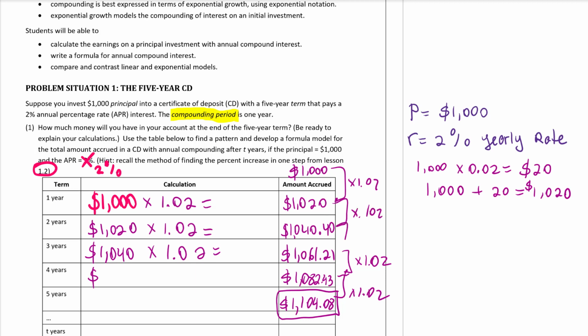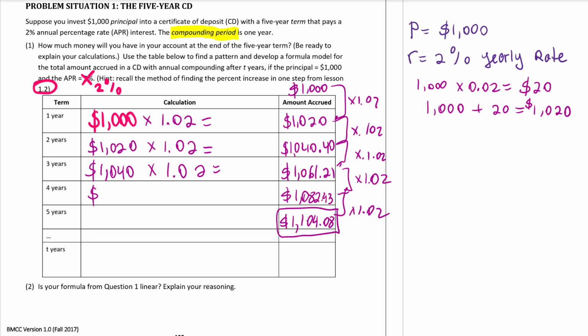Okay. So if that pattern continues, can you describe this pattern mathematically? For instance, let's say this was going for 10 years. It will be annoying to keep multiplying it by 1.02 so many times. So what could be done?